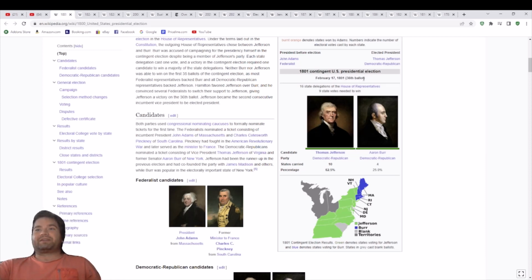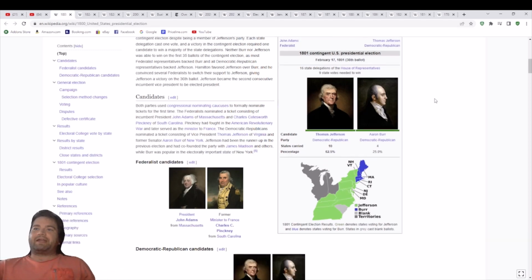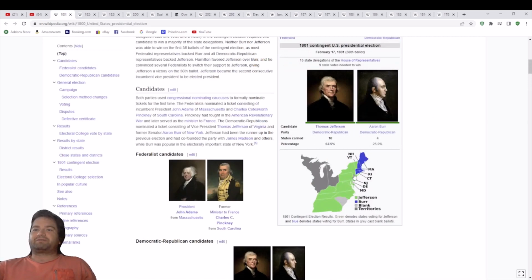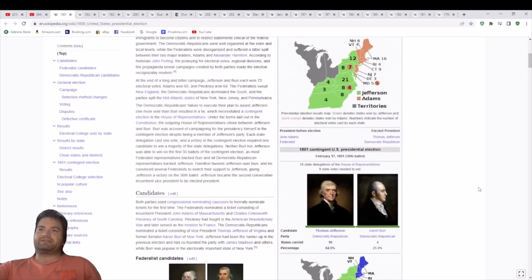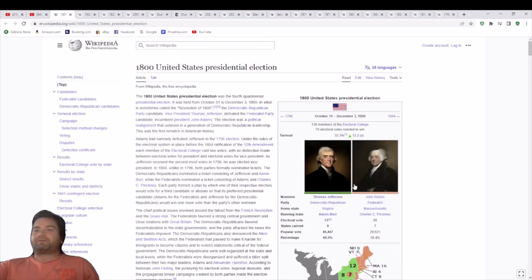But one thing that makes this really contentious, look here, 36 ballots. They voted 35 times without a decision. And to win the contingent election, you have to have the majority of states, more than 50% of the states. So, what happened was, Thomas Jefferson beat John Adams.